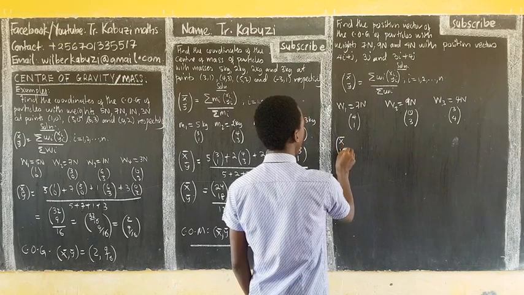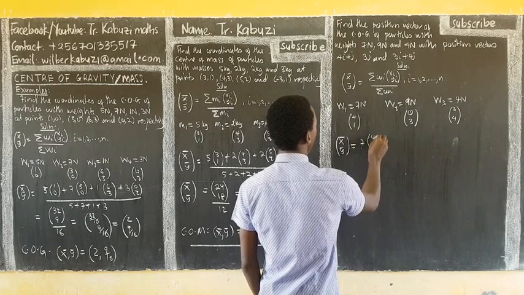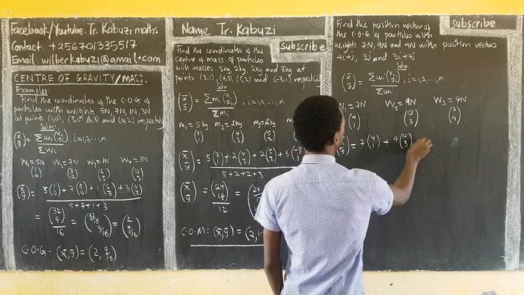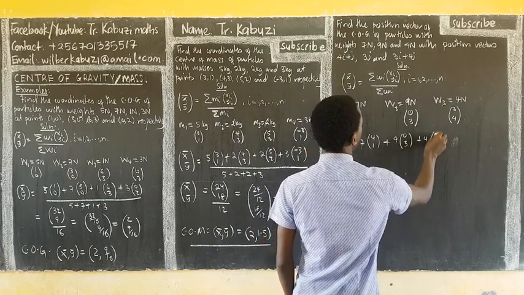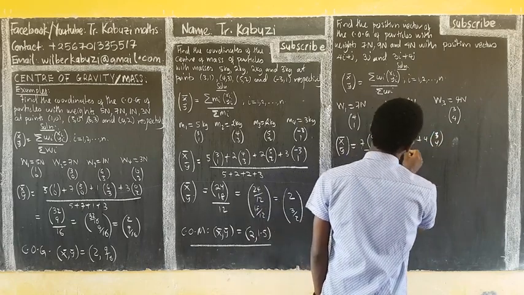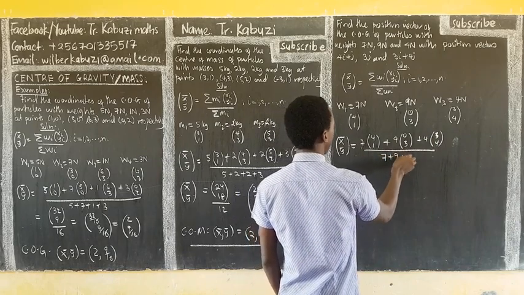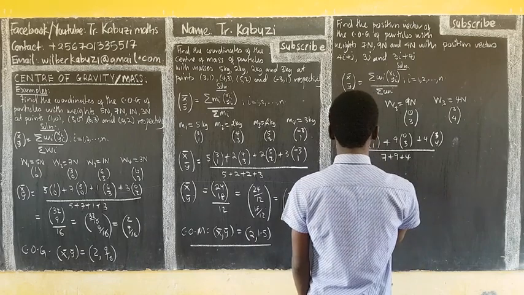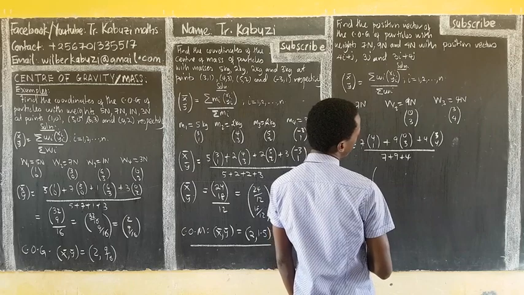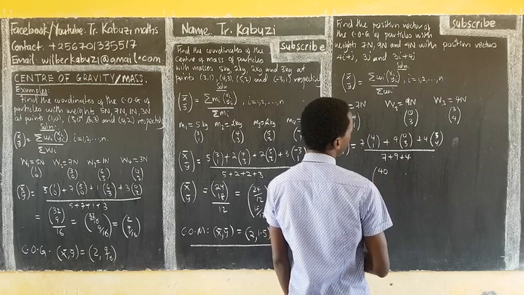We get x bar, y bar, this times this, plus this times this, plus 4 into 3, 4. All over the weights, 7 plus 9 plus 4. When we simplify, we have this is 28 plus 12. That's going to give us 40.